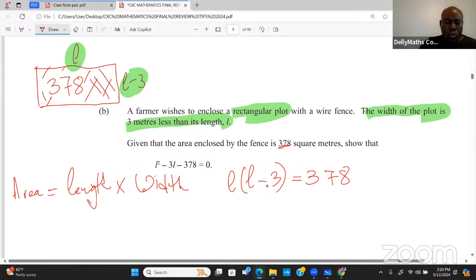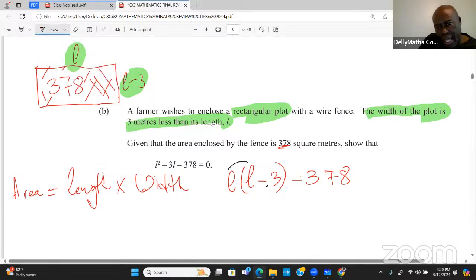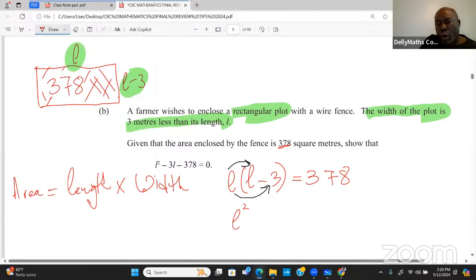From here, what we want to do is our quick distribution. I'd advise that we distribute L to the L and then L to the negative 3, and then we see what we have. So let us go ahead and do that. L times L will give us L to the second power. L times negative 3 is negative 3L. This is equal to 378.